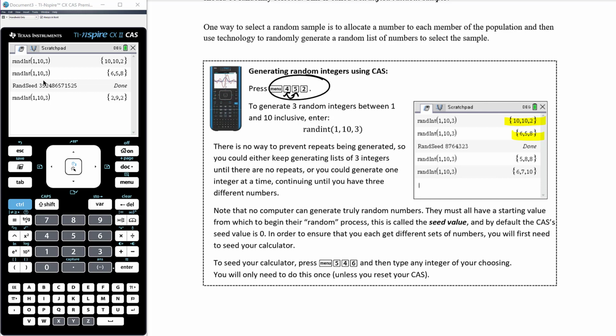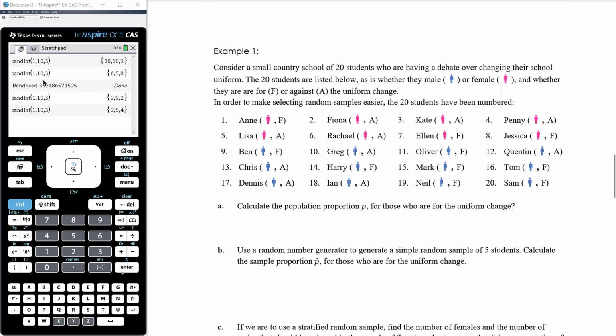Again, I've got a double up, so I'm going to generate again. Okay, now 2, 5, 4, I've got 3 unique integers for my sample. Okay, so let's have a quick look at an example.